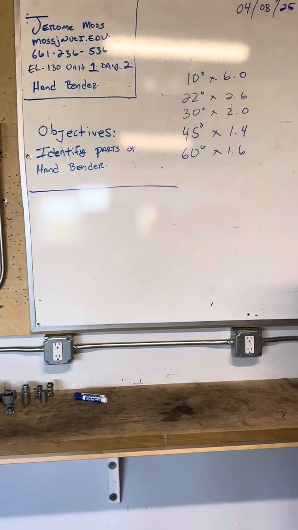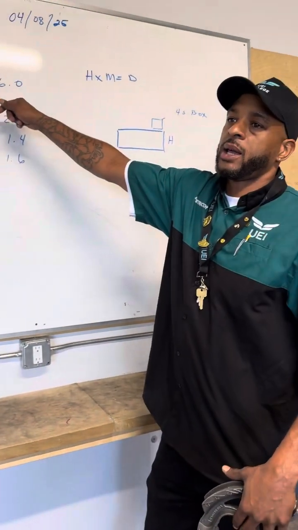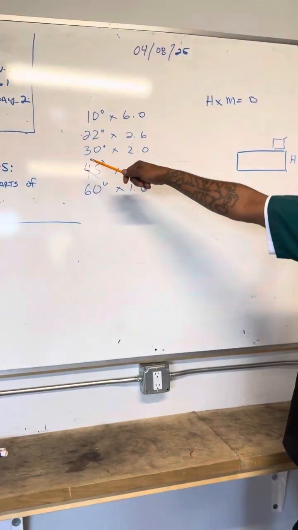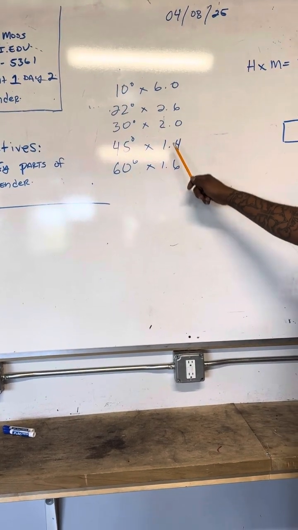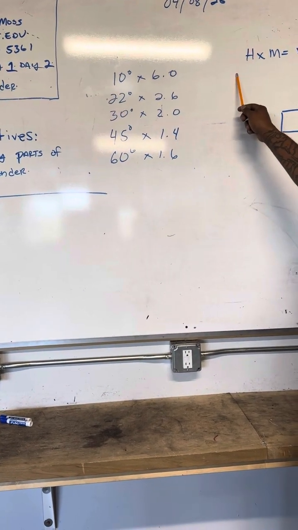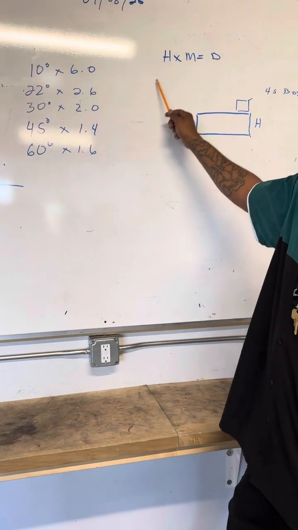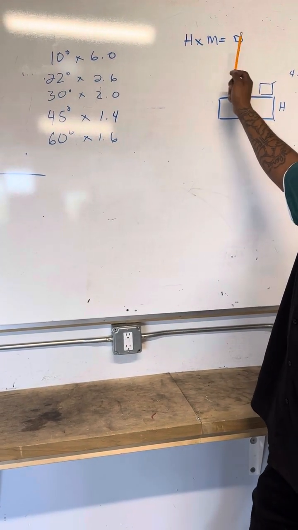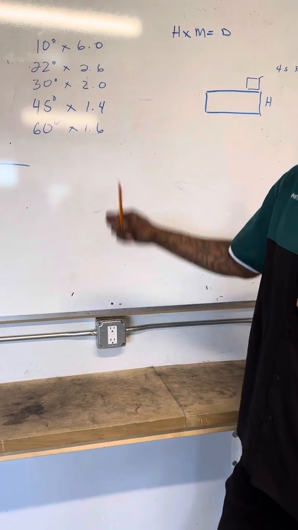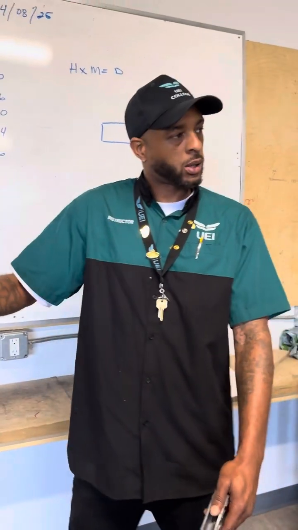As you see here, I wrote on the board. On one side, it's the degree of the bender. On the opposite side, there's the multiplier. And up top, I gave you a little formula that I came up with on my own, which means height times multiplier gives you the distance between bends. Once you understand what the multipliers are, you'll understand how an offset works.